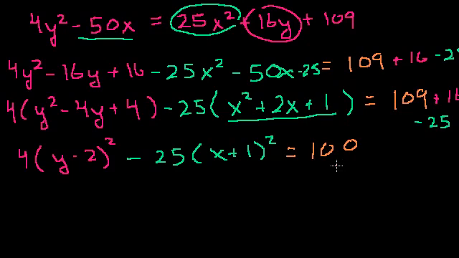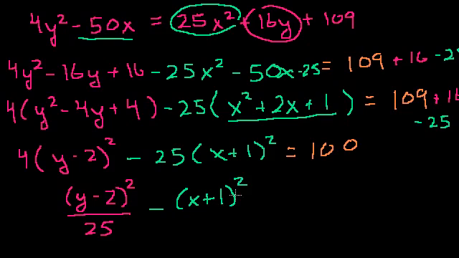So we want a 1 here. So let's divide both sides of this equation by 100. So you will get y minus 2 squared. 4 divided by 100 is the same thing as 1 over 25. So this becomes over 25. Minus, see, 25 over 100 is the same thing as 1 over 4. So this becomes x plus 1 squared over 4 is equal to 1. And there you have it. We have it in standard form, and yes, indeed, we do have a hyperbola.